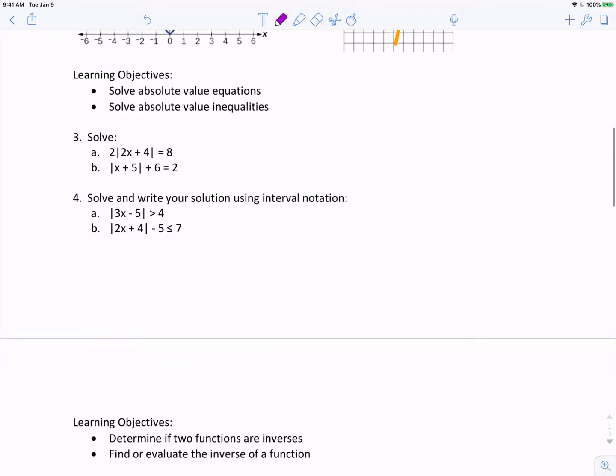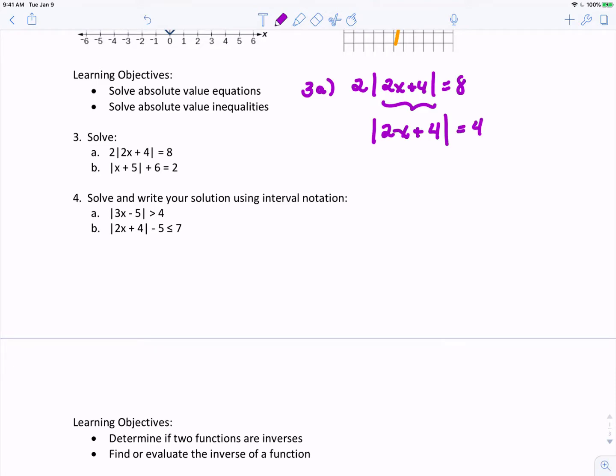In the next section, we're going to be taking a look at absolute value equations and inequalities. So for 3a, we have 2 times the absolute value of 2x plus 4 is equal to 8. We need to get the absolute value sign by itself, so we'll divide both sides by 2. That gives us the absolute value of 2x plus 4 is equal to 4.